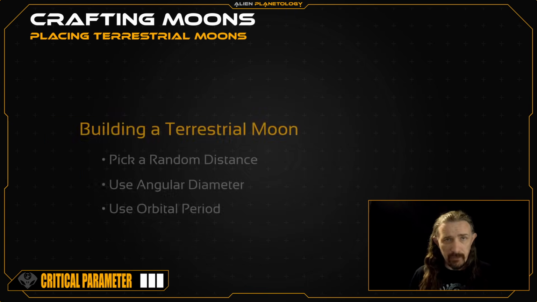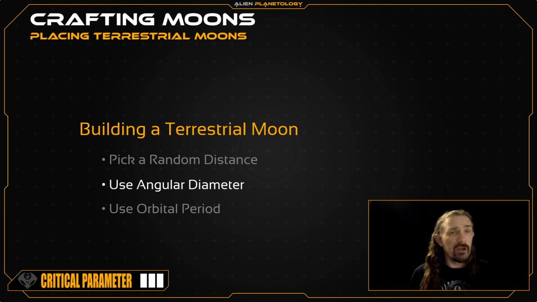So you have 3 options. You can just randomly pick a distance to place the moon at. You can place it based on the angular diameter you want it to have, or you can place it based on what orbital period you want it to have.